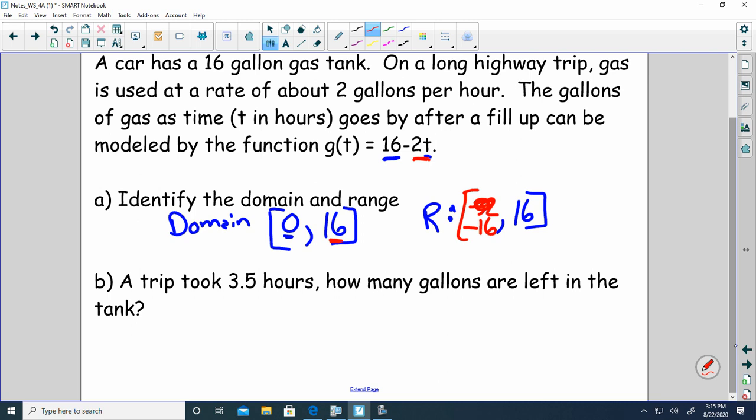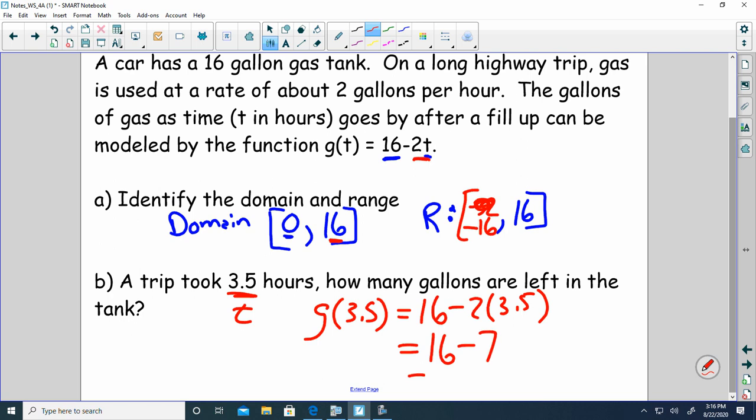Okay, so the trip took 3.5 hours. How many gallons are left? Well, this is our t value, so we're just going to plug it in. G at 3.5 is equal to 16 minus 2 times 3.5. Well, what's 2 times 3.5? Yeah, it's 7. So it looks like I have 9 hours of driving left based on our tank. And that's kind of a weird way to think about how you would be driving. But I guess it does work as a function.